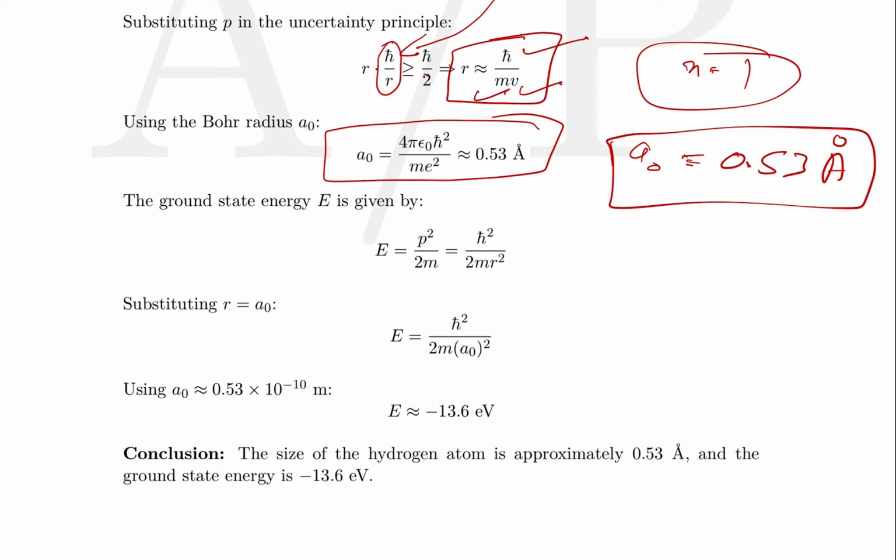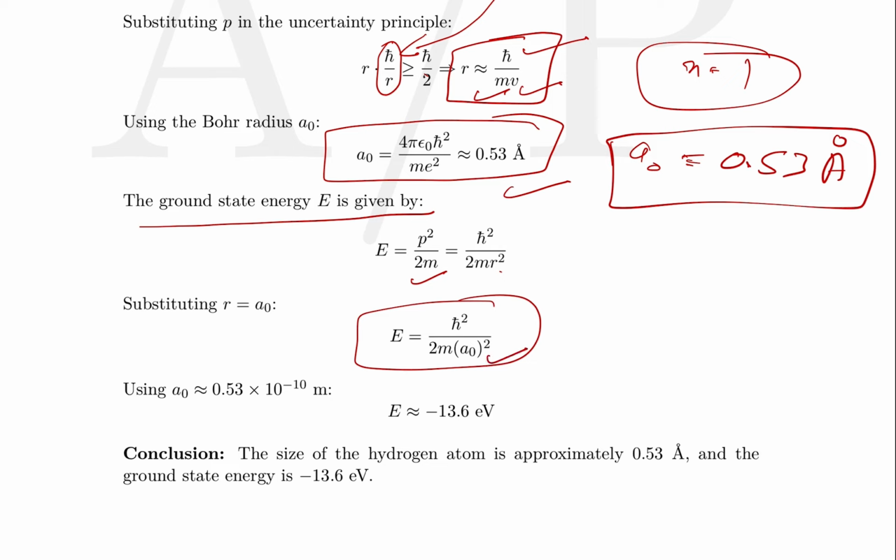Now let's move forward to find out the ground state energy. We know that energy is equal to p square over 2m, and from the uncertainty principle again we can change the value of p in terms of r, because we know the size of the hydrogen atom already, that is 0.53 Angstrom, which we would put in the expression and calculate the minimum energy. So we replace p in terms of r, that is ħ over r, and p square gives us ħ square over r square. Then E is equal to ħ square upon 2m multiplied by a naught square. Then a naught is again 0.53 Angstrom.